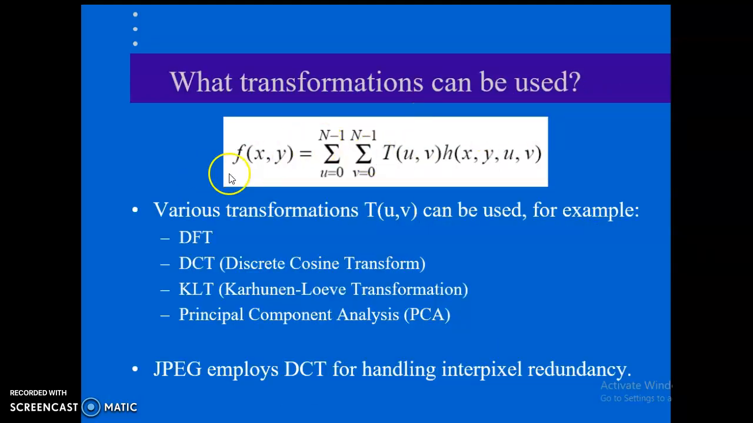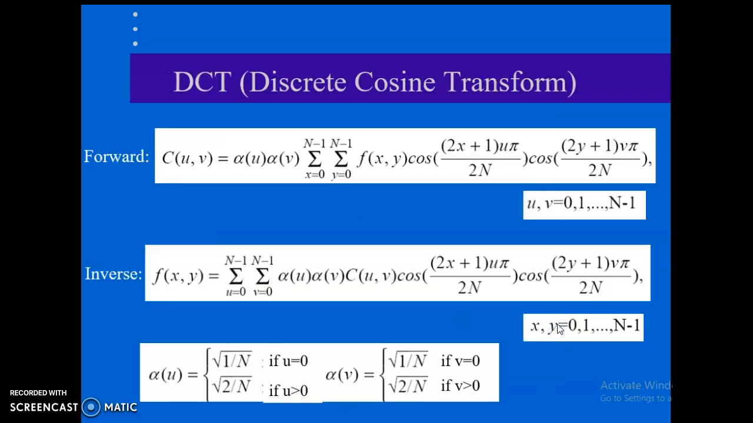What transformation can be used? f of x, y equals summation over u from 0 to n minus 1 and summation over v from 0 to n minus 1, T of u, v, h of x, y, u, v. Various transformations T of u, v can be used, for example FFT, DCT (discrete cosine transform), KLT (Karhunen-Loeve transformation), principal component analysis, PCA. JPEG employs DCT for handling interpixel redundancy.